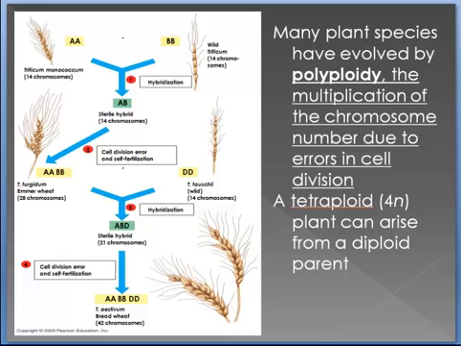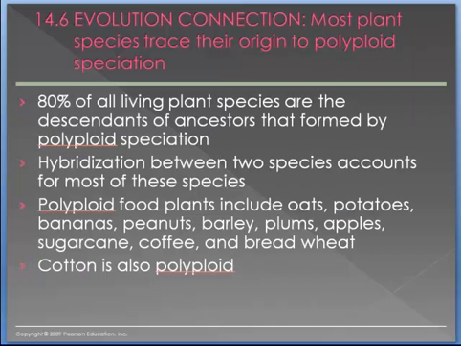In fact, 80% of our living plant species are descendants of ancestors that formed by polyploid speciation. Hybridization between two species accounts for actually most of these species. Polyploid food plants include oats, potatoes, bananas, peanuts, barley, plums, apples, sugarcane, coffee, and cotton, as well as wheat.